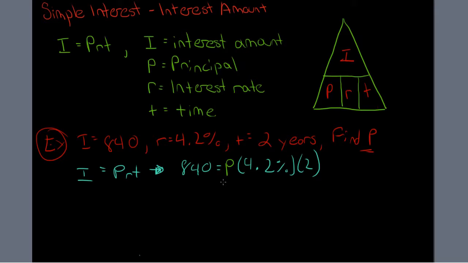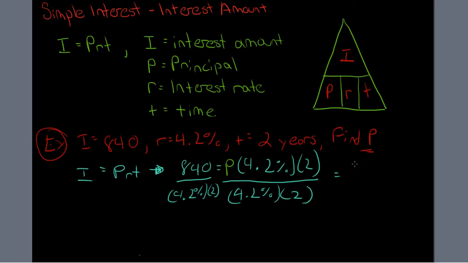So if we isolate for the variable P, one way we could do it is just to divide both sides by the numbers. So we divide by 4.2% times 2, and this gives us 840 divided by, I'm going to turn the percentage into a decimal, 0.042 times 2 equals our P value. And just for consistency, I'll write the P in green. Okay.